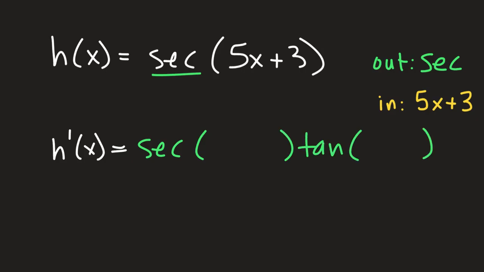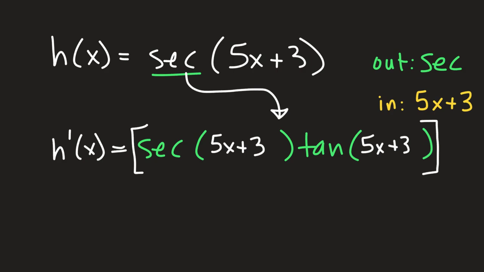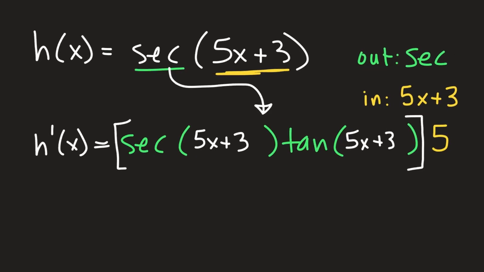So these trig ones, you just need to memorize. That's the best way to do it, rather than deriving them every single time. The derivative of secant is secant tangent. And our argument is 5x plus 3. So this all goes with the secant. This whole entire thing is the derivative of just secant. And now, what is the derivative of 5x plus 3? It is just multiply by 5. So this is what our derivative looks like.